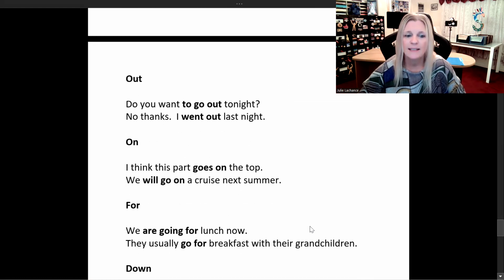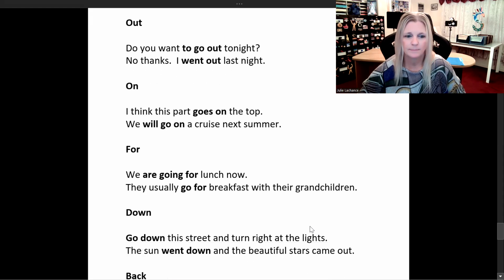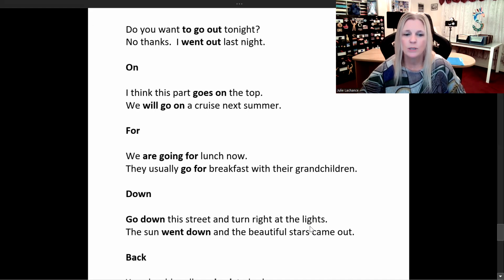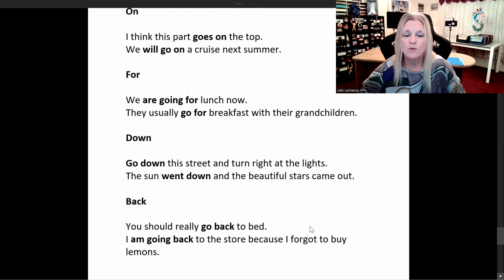On. I think this part goes on the top. We will go on a cruise next summer. For. We are going for lunch now. They usually go for breakfast with their grandchildren. Down. Go down this street and turn right at the lights. The sun went down and the beautiful stars came out.